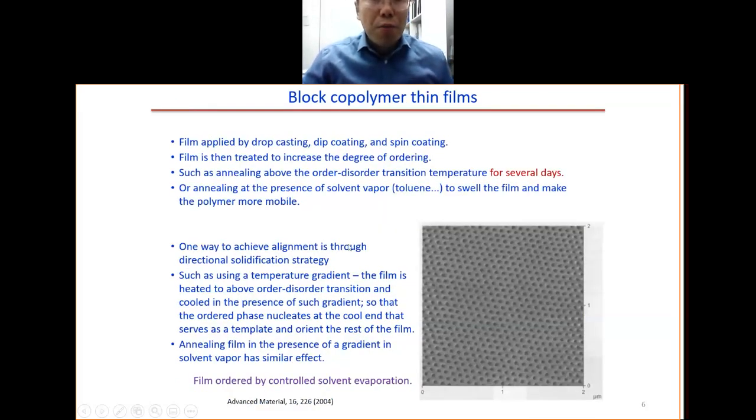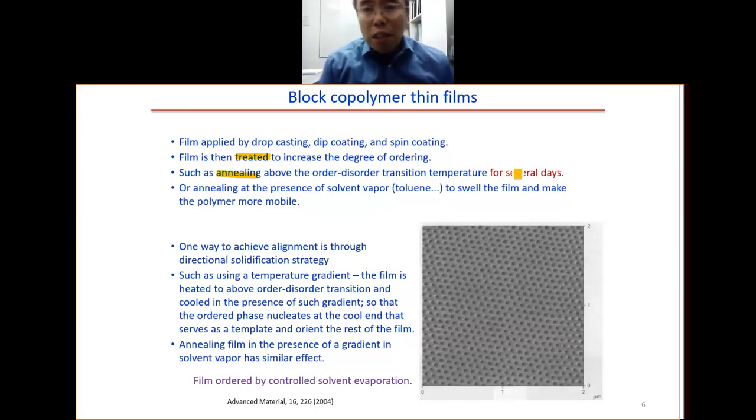So how to do the experiment? First, we need the film. The film can be formed by drop casting, dip casting, or spin coating. After we form the film, we need to treat the film to increase the degree of ordering. This can be done by annealing above the disorder transition temperature for several days.